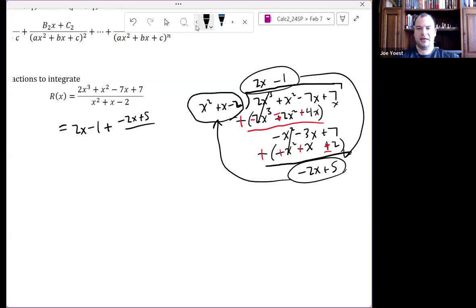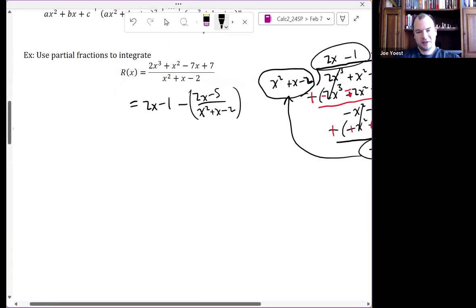But I think I'm going to write that as a minus 2x minus 5 over the denominator. And then I'll cross my fingers and hope I don't forget that minus at the end.